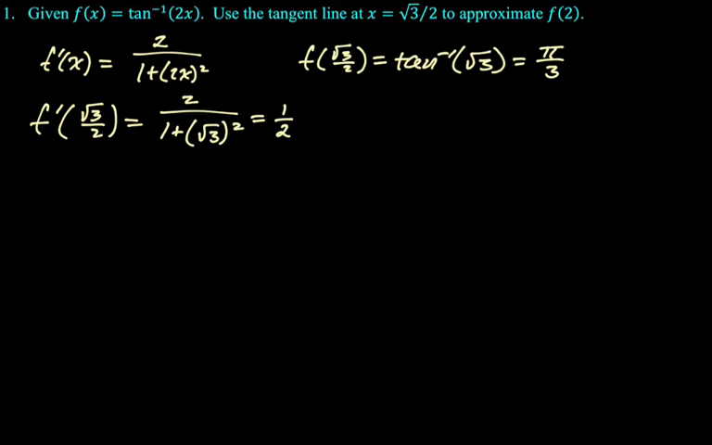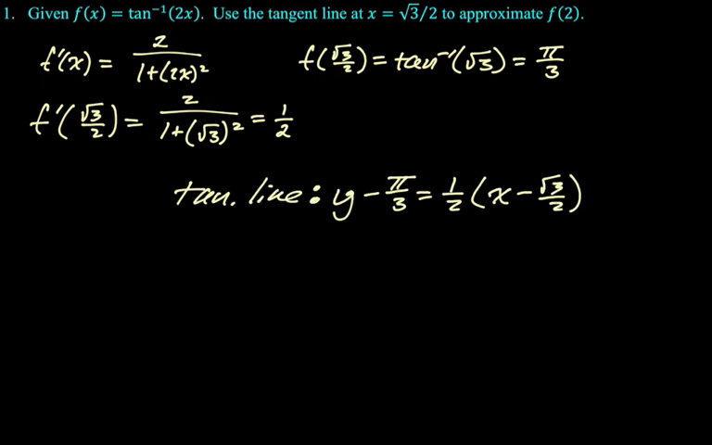So I'm going to write the tangent line. The tangent line is going to look weird. It's y minus pi over 3 equals 1/2, which was the slope, quantity x minus root 3 over 2. Then we're supposed to approximate f of 2. So we're just going to take 2 and plug it in. We're going to move the pi over 3 to the other side, and we're going to definitely use approximately equal to. So we have f of 2 is approximately equal to pi over 3, and then plus 1/2 the quantity 2 minus root 3 over 2.